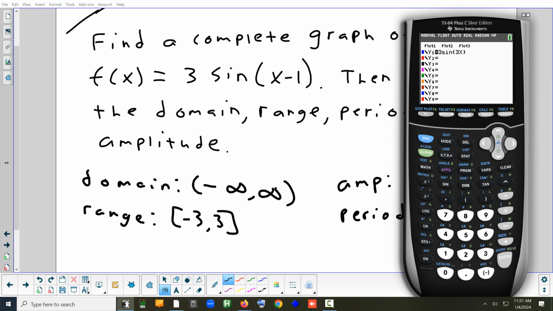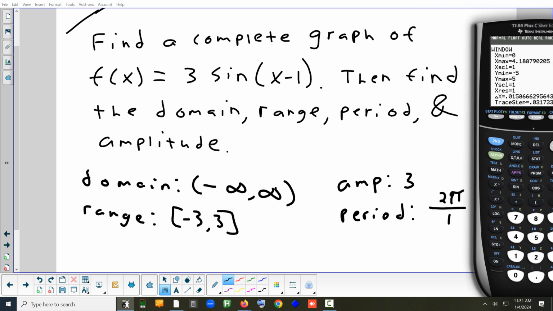Let's do 3 sine(x minus 1). Okay, and as far as a window, well, I can leave it -5 to 5. It's only going to go -3 to 3, but that's fine.